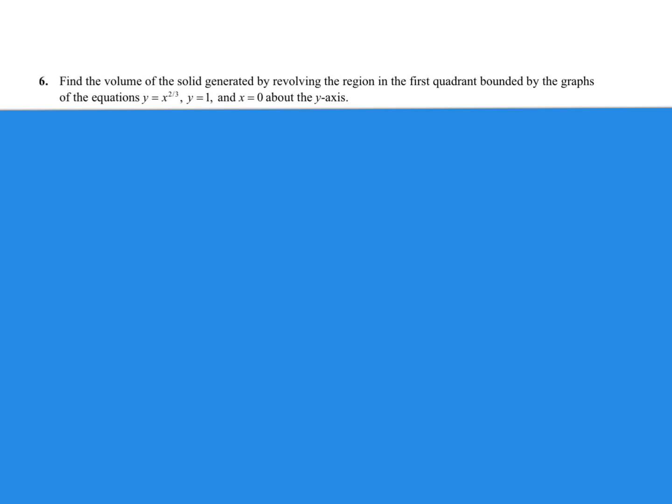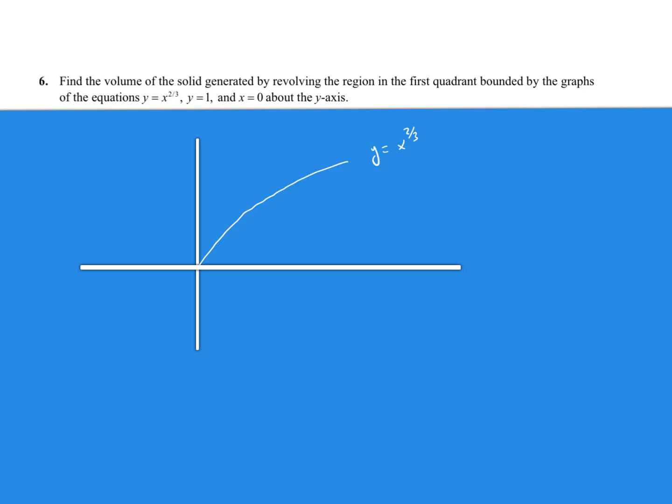Find the volume of a solid generated by revolving the region in the first quadrant, bounded by the curves. The curve is y equal x to the 2/3. Like the square root of x, but y equal x to the 2/3, and 2/3 is smaller than 1, so it should be something similar. Y equal 1 is the horizontal line, so it will be this line. And x equals 0 is the y-axis. And the region that is here is this one.